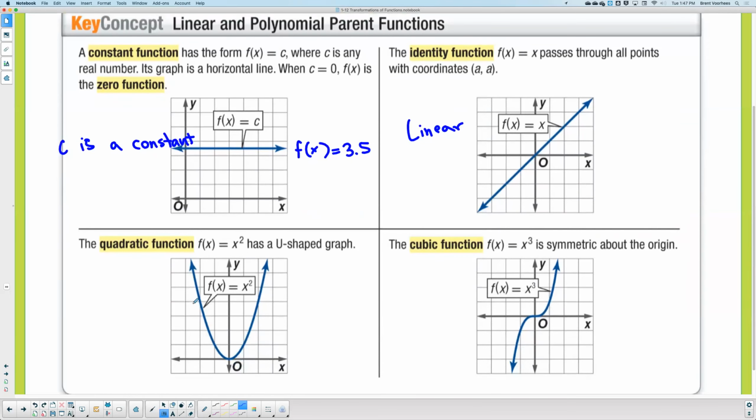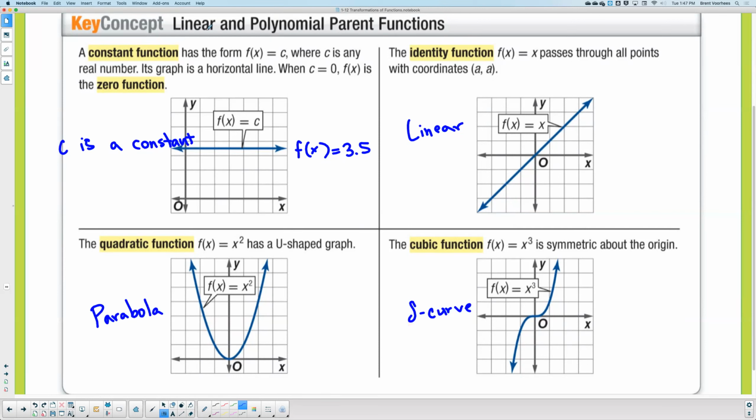The next, y equals x squared. They call it quadratic. What's the name of the shape? What do we call it? Parabola. Just put the name parabola on the side. That's the name of the shape. And finally, the last for this grouping is the cubic function. What do we call this shape? S curve. So go ahead and put S curve there into your notes.